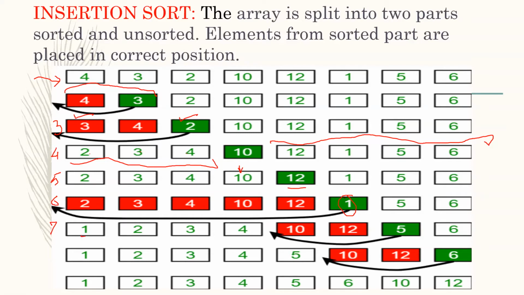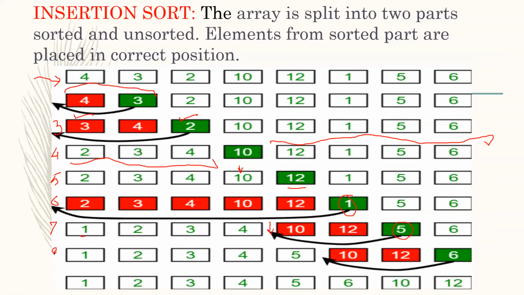Okay, because 1 is smaller than all the elements before it. So coming to the seventh step, the next element value is 5. Since 5 is smaller than 12, it will come before 12. Also smaller than 10, so it will come before 10. But it is greater than 4, right? It is greater than 4. So 5 will come in between 4 and 10.